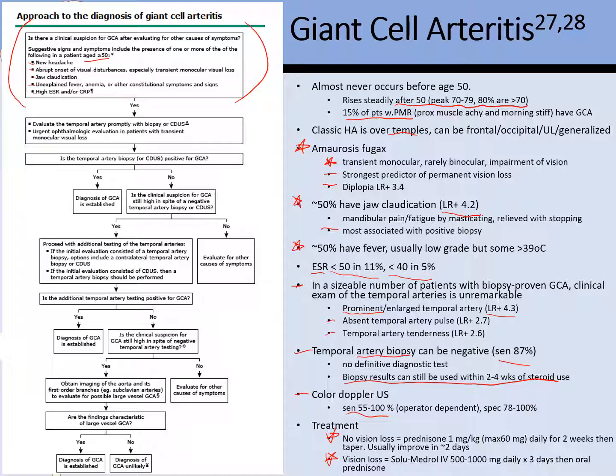Jaw claudication is not uncommon and can occur with TMJ or teeth-related pain, and many patients with flu or cold have an associated headache. So use your discretion as to when to work this diagnosis up. The rest of the algorithm is a long stepwise process where if something is negative, then proceed to the next option as no test is fully sensitive.